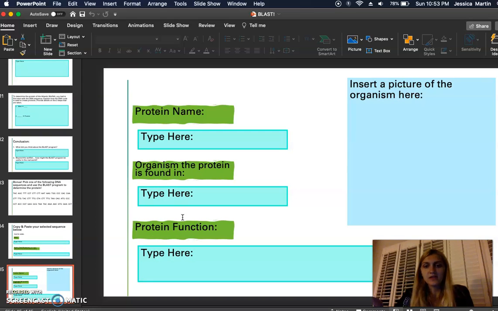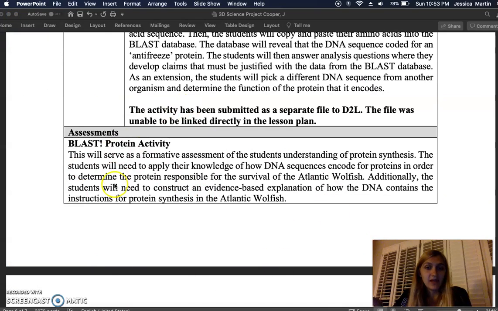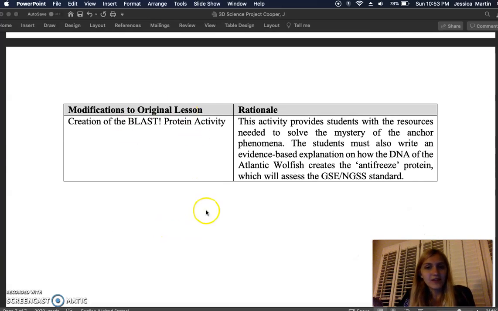Okay, so once they get to the end, they are finished, and they should hopefully have all of the answers to the anchor phenomena, how the wolffish can survive. So I'll use this as a main formative assessment, probably right before we take our summative assessment, to really make sure they understand all the big ideas. And then how I try to make this more three-dimensional friendly is I pretty much created this activity as a way to answer that anchor phenomena that I had implemented at the start of my lesson.